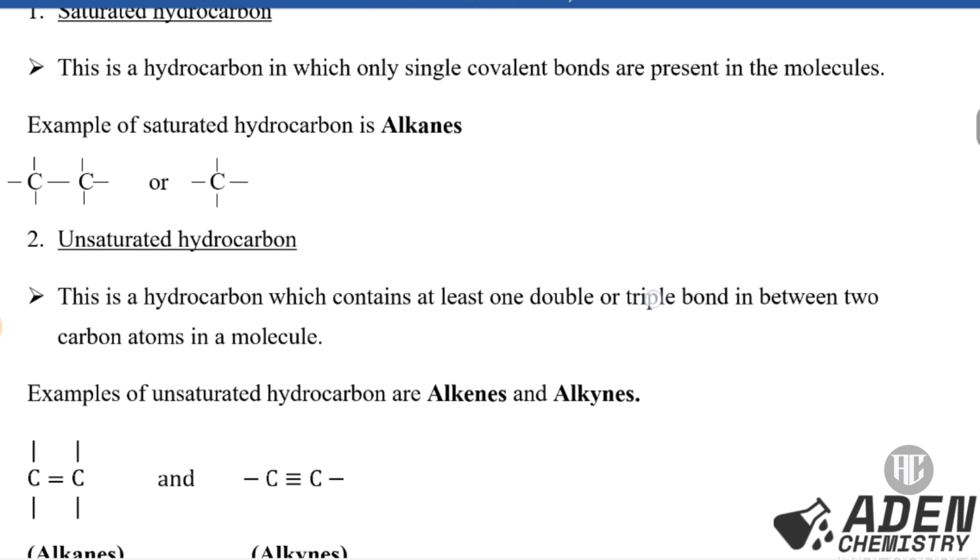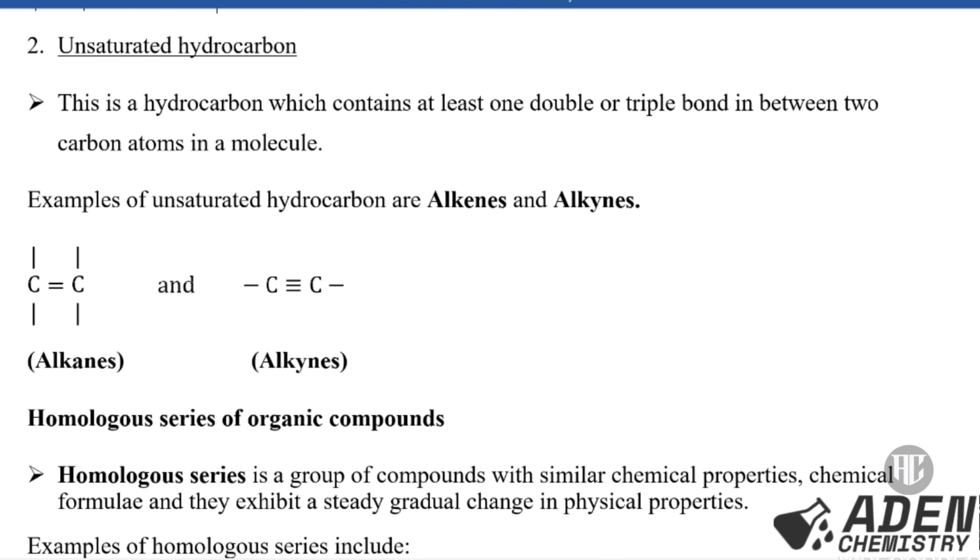Let's proceed to the second, unsaturated hydrocarbons. What are unsaturated hydrocarbons? These are hydrocarbons which contain at least a double bond when we're talking about alkenes, or a triple bond when we're talking about alkynes, in between two carbon atoms in a molecule. Examples of unsaturated hydrocarbons are alkenes and also alkynes. Here it is not A, it is E, alkenes. In alkenes, in between two carbon atoms we have a double bond, and in alkynes we have a triple bond. That's why they are unsaturated hydrocarbons.